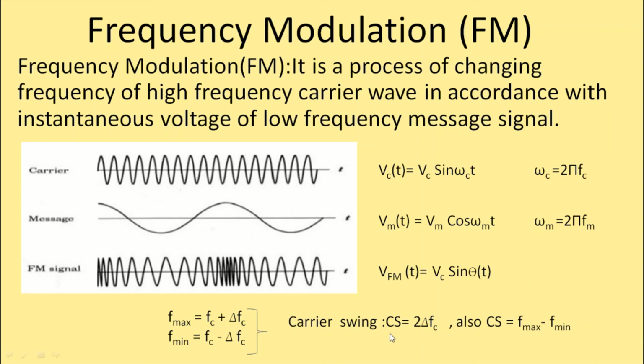So these are the two formulas that we are discussing today for the carrier swing. One, carrier swing is equal to 2 times delta Fc, and the second one is carrier swing equal to Fmax minus Fmin. With this, we come to the end of today's video session.